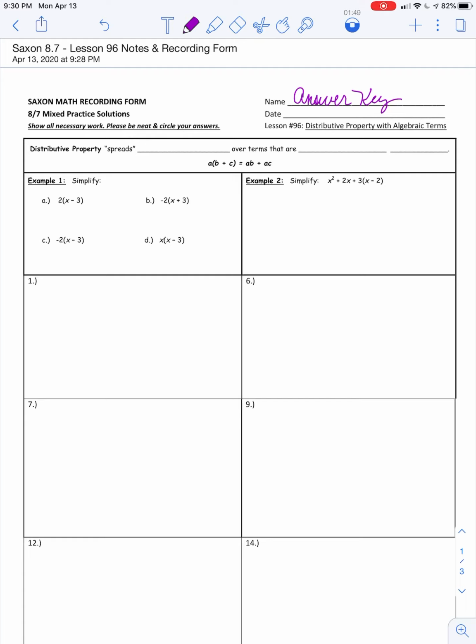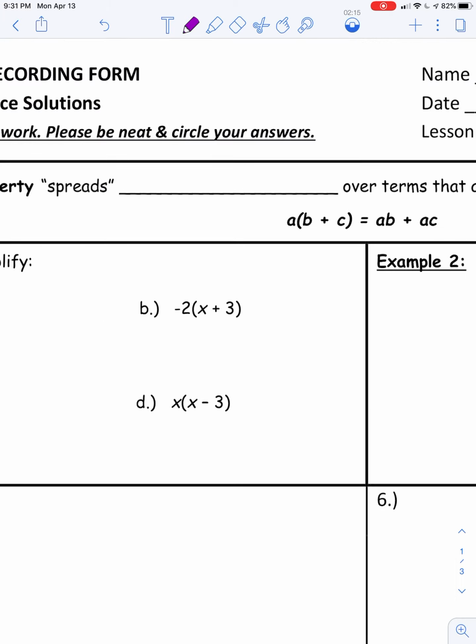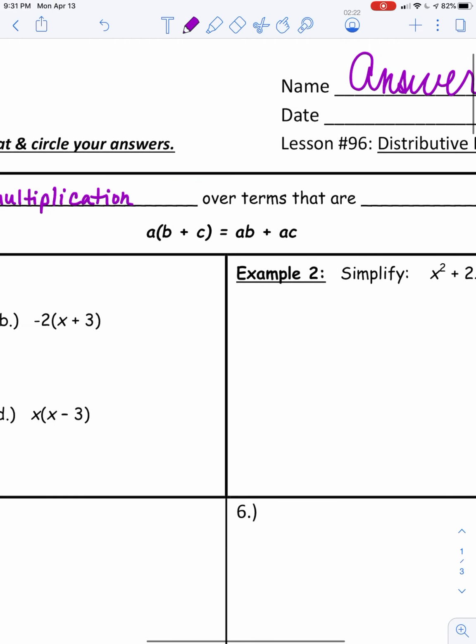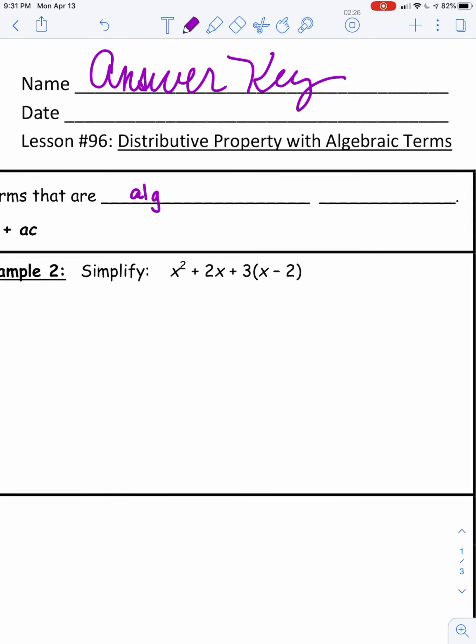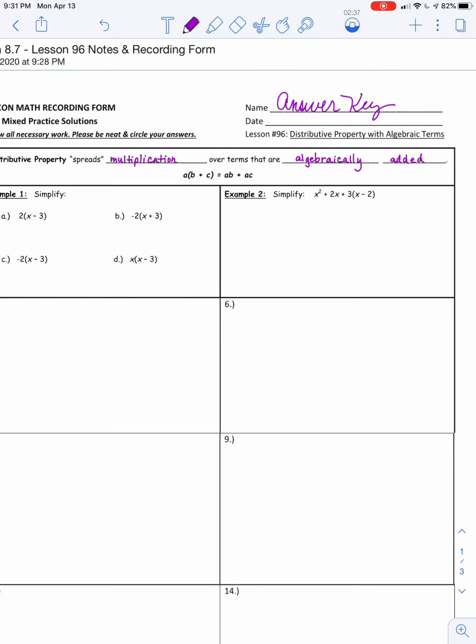So let's go ahead and fill in the very top of your notes if you have those in front of you. And if you don't, go ahead and pause the video and grab your notes. We're going to fill in that very first line up there about the distributive property. I love the definition, or the explanation, that Saxon gives to it. They use the word spreads. So the distributive property spreads multiplication over terms that are algebraically added. Okay, so let me say that in one sweep. The distributive property spreads multiplication over terms that are algebraically added.